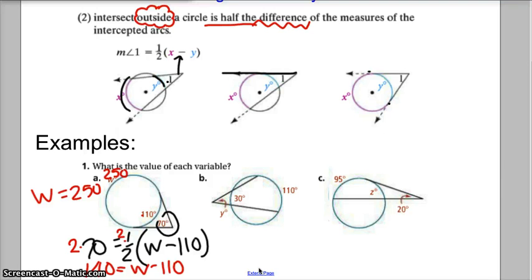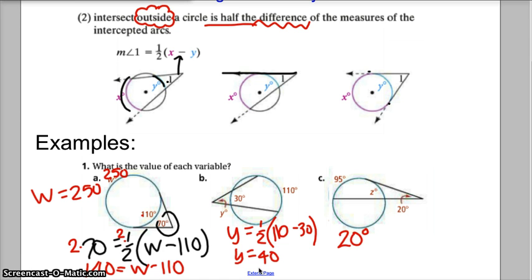This time I'm trying to find the angle, and it's going to equal 1/2 the difference of these two. Well, the 110 has to come first because it's larger. So 110 minus 30, halved, y ends up equaling 40. And for letter C, this one is drawn with a chord and a tangent, but still the same relationship.